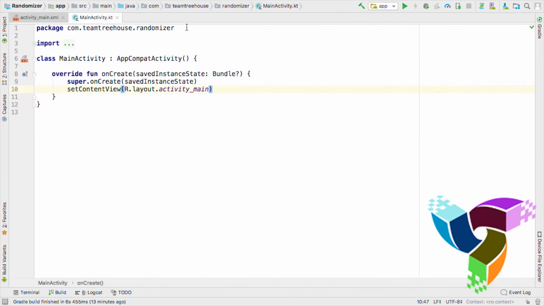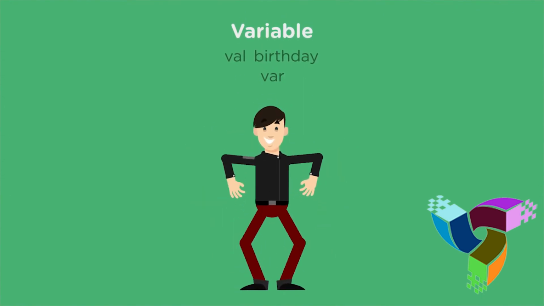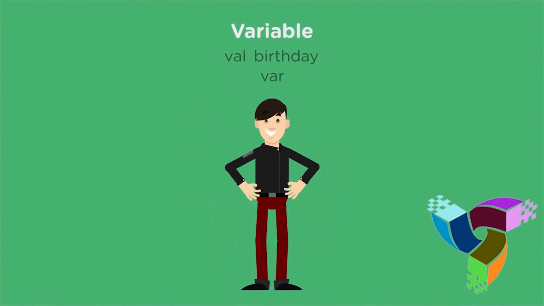We've already seen that we connect the activity to the layout with this setContentView line. Let's add some space below that, and then we need to create variables to represent our views. In Kotlin, there's two ways to create a variable: val or var. Val is for things that don't change, and var is for things that do. For example, if we were creating a person, their birthday would be a val, since it doesn't change, whereas something like what they want for dinner would be a var.